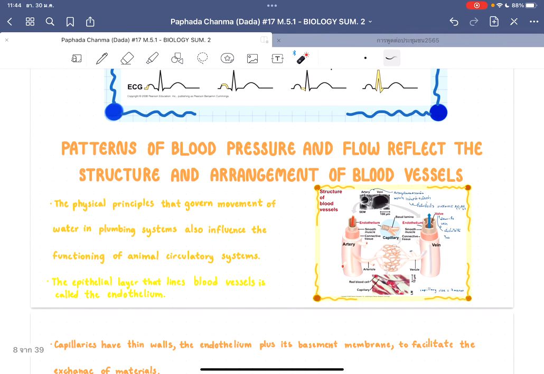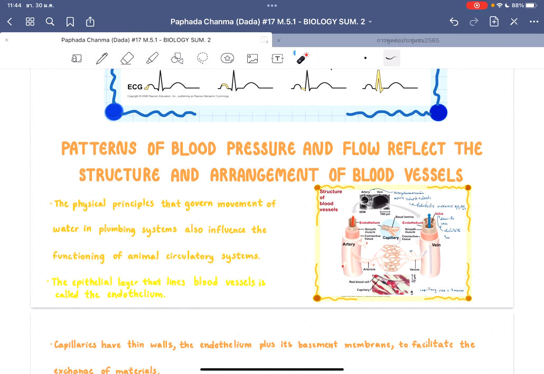Patterns of blood pressure and flow reflect the structure and arrangement of blood vessels. The physical principles that govern movement of fluids in pumping systems also influence the functioning of animal circulatory systems.